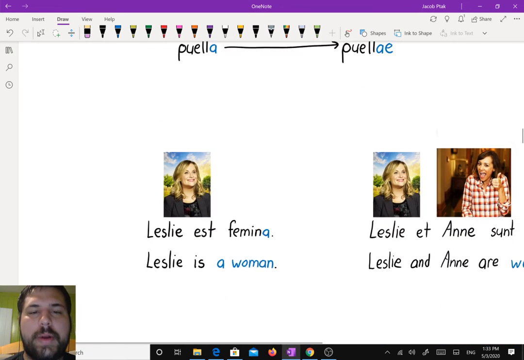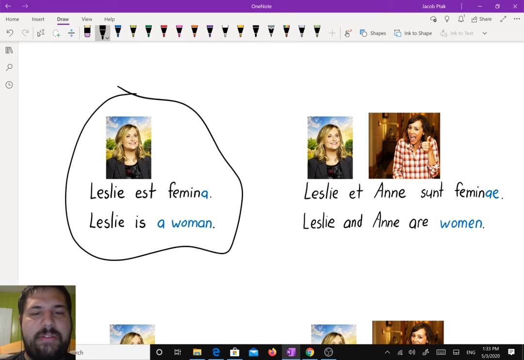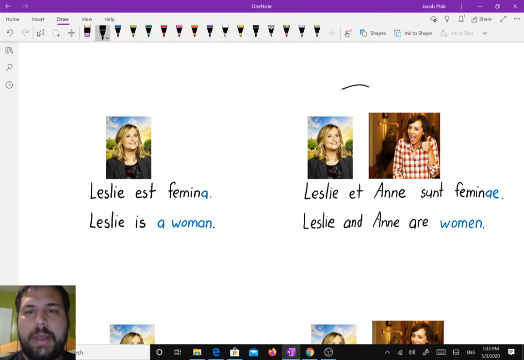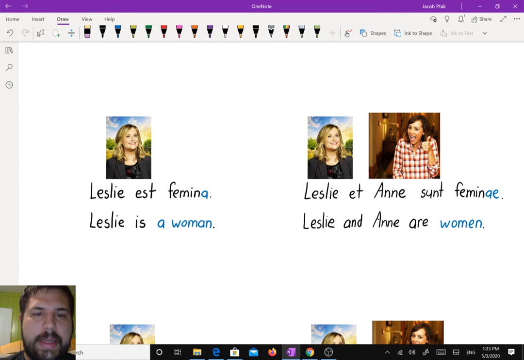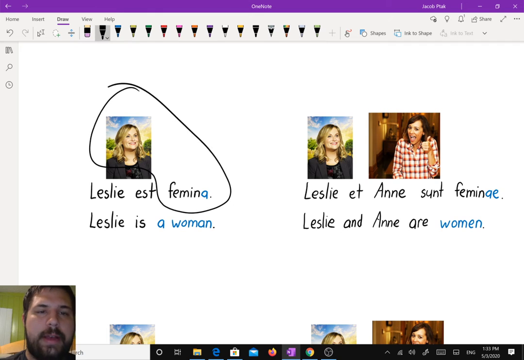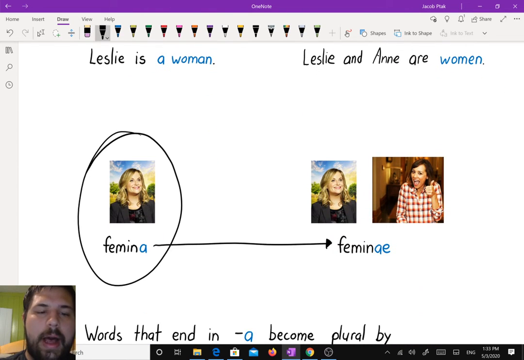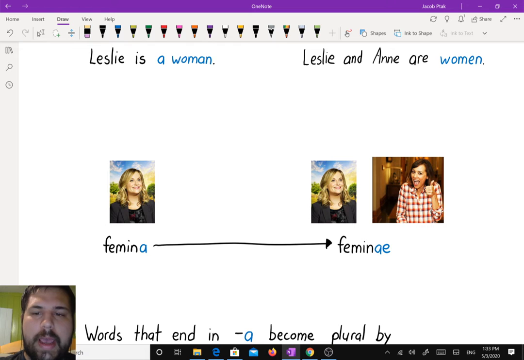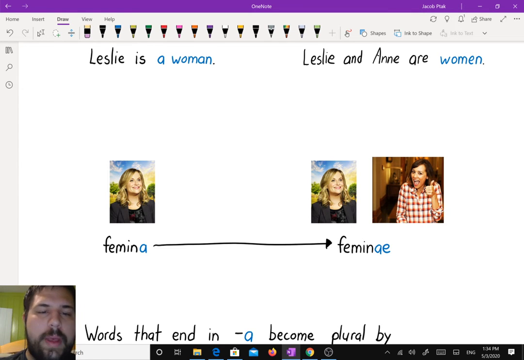You've probably seen this one already too, for this word. We have Leslie est femina. Leslie is a woman. Leslie et Anne sunt feminae. Leslie and Anne are women. So femina, feminae. Femina, woman. Add the letter E. Feminae, women.